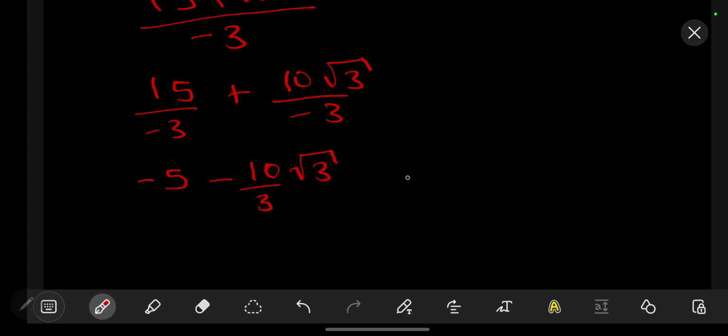This means that we have expressed in the form a plus our b square root of 3. So the indicator, do you have the square root of 3 there? Certainly. So that means to say we have expressed.